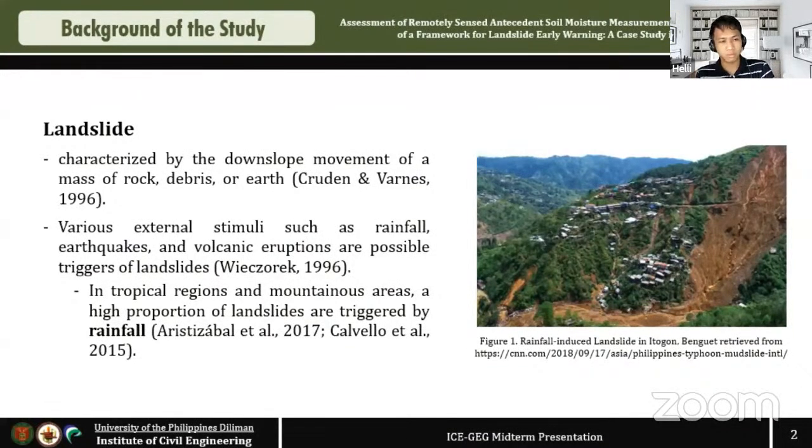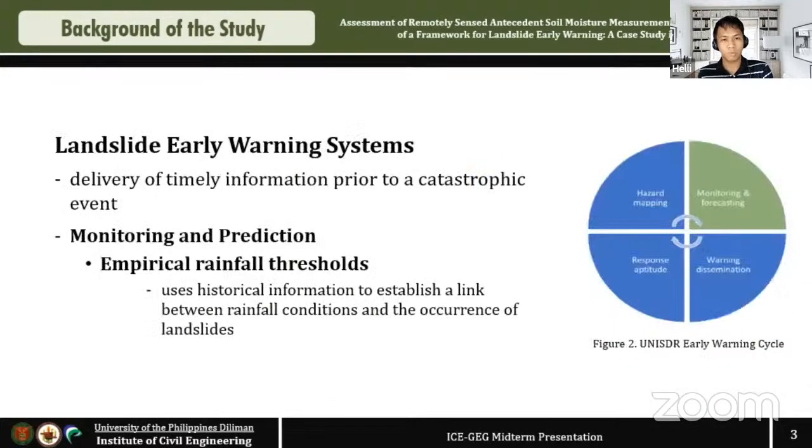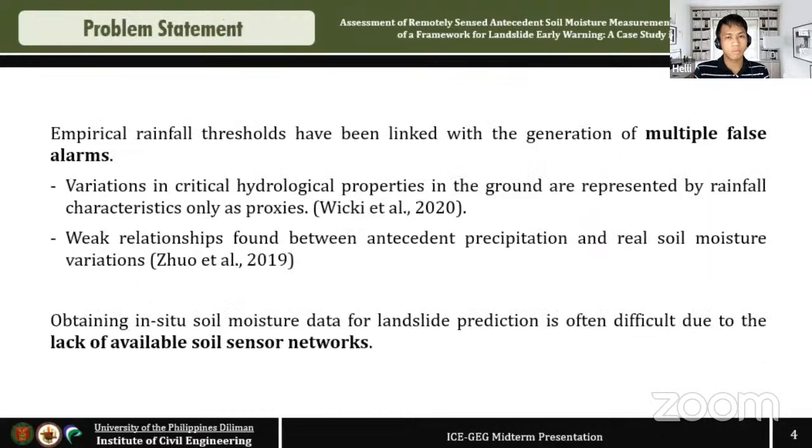Morphological and non-morphological factors affect slope stability, and external stimuli can trigger landslides. In tropical regions and mountainous areas, a high proportion of landslides are triggered by rainfall. Early warning systems help with the mitigation of harm or loss through the delivery of timely information prior to a catastrophic event. The provision of empirical rainfall thresholds is a simple and affordable approach for landslide prediction that uses historical information to establish a link between rainfall conditions and the occurrence of landslides.